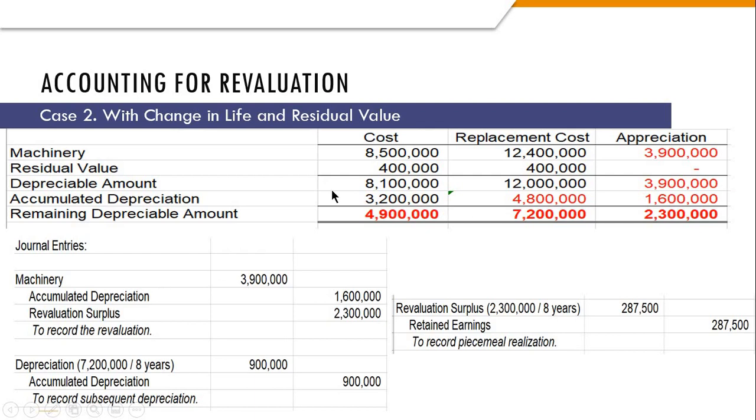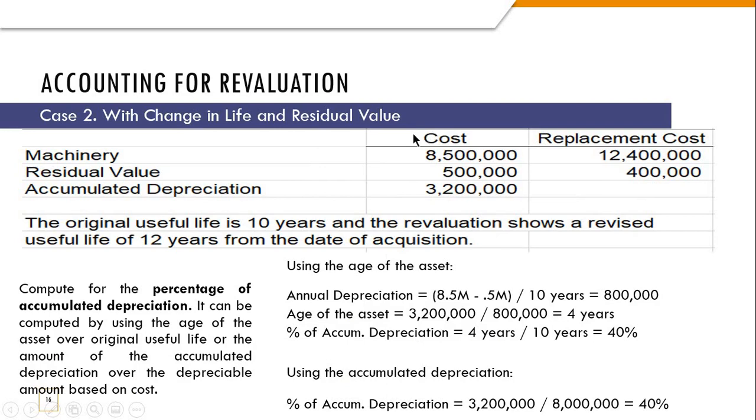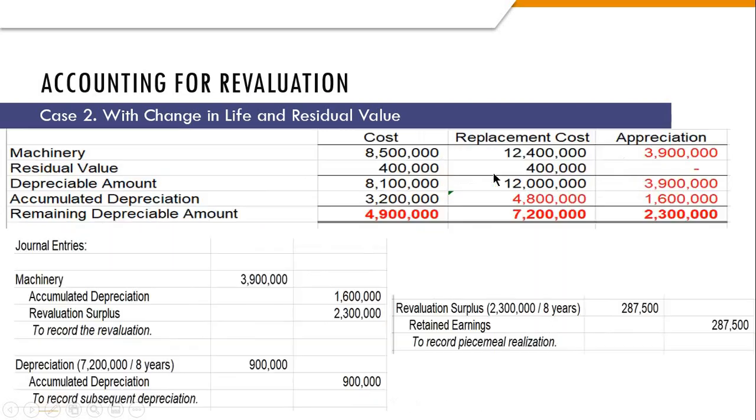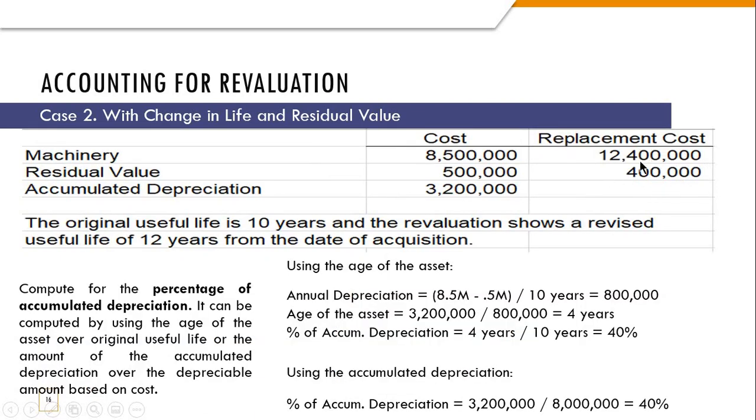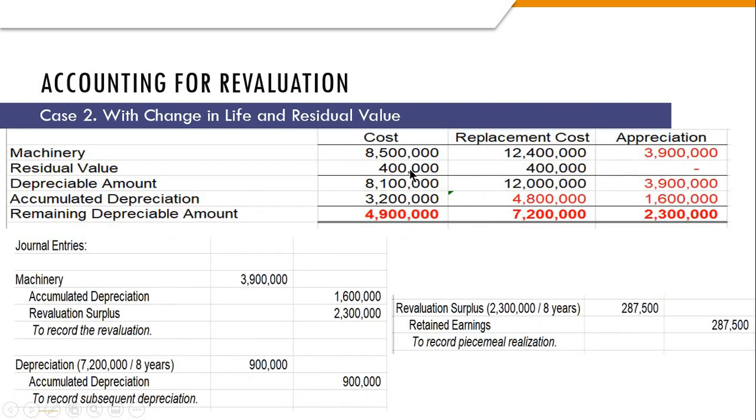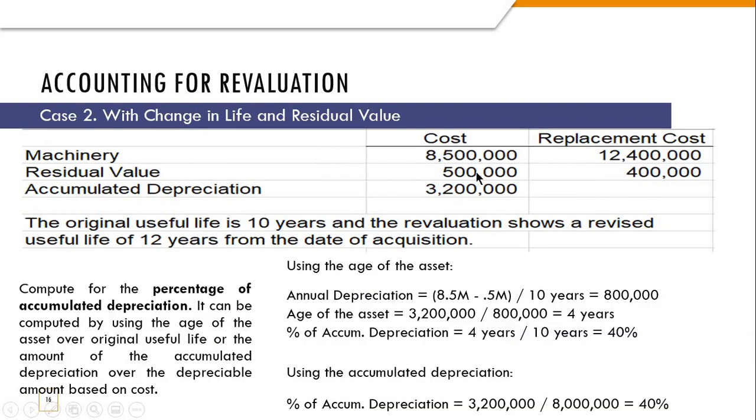Okay, so as you can see, no? Di ba yung example natin dito is sa cost, yung residual value is 500,000. Okay? Pero pag-compute na natin sa remaining depreciable amount, yung ginamit na natin na residual value is 400,000. Okay? So, yung 400,000 na yan na ginamit natin in computing the remaining depreciable amount of the asset is actually the same as the residual value on the replacement cost. Kung ano yung residual value sa replacement cost natin, yun din yung gamitin natin as residual value in computing the remaining depreciable amount based on cost. Hindi yung original na 500,000. Yung 500,000 na ginamit natin kanina is just ginamit lang natin in computing how old is the asset.